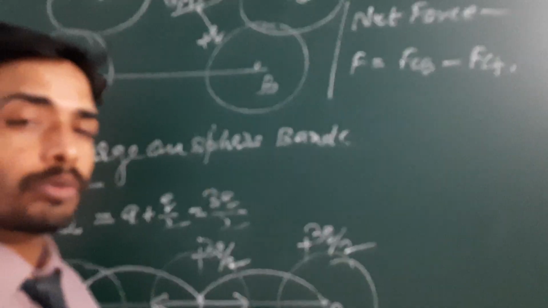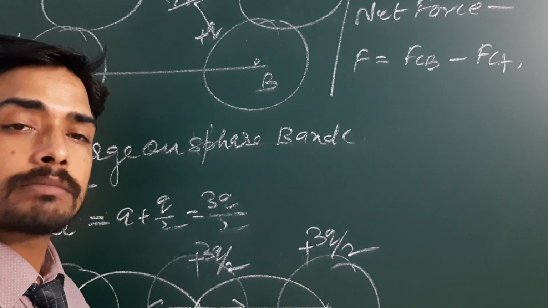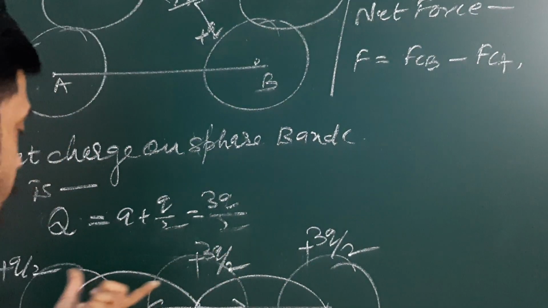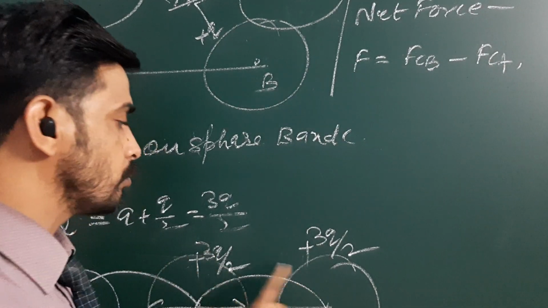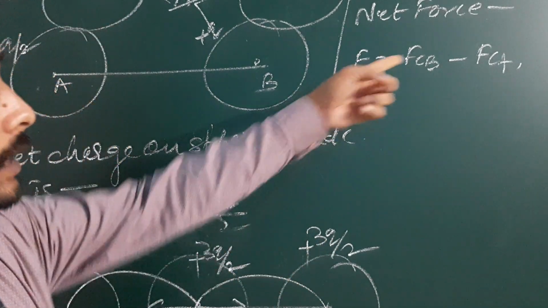Then as you know, F is equal to 9 into 10 power 9 Q1 Q2 by R square. If the distance between them is the same, then we have to see the magnitude of charge. Between A and C, the magnitude of charge product is 3q square by 4, and between B and C it is 9q square by 4. So this one is greater than that.